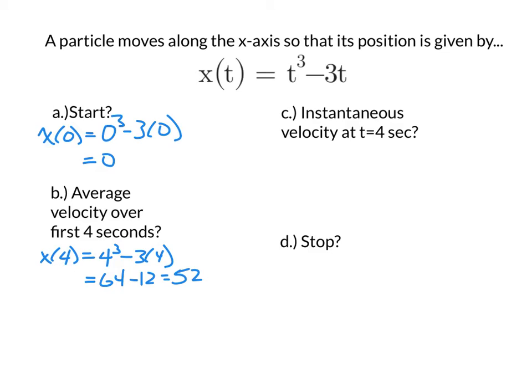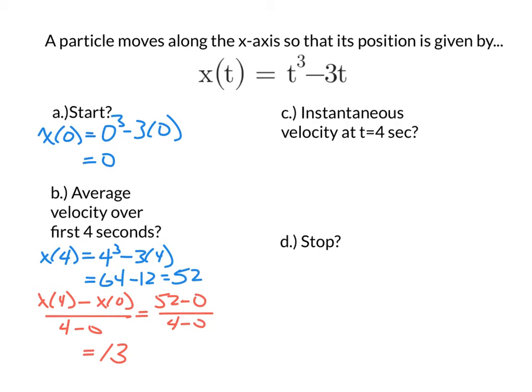So in order to find the average velocity, we're going to take its position at the end minus its position at the beginning, and then see how that relates to the time at the end minus the time at the beginning. So x of 4 was 52. The original starting spot was the origin, over 4 minus 0. That's 52 over 4, which is 13.